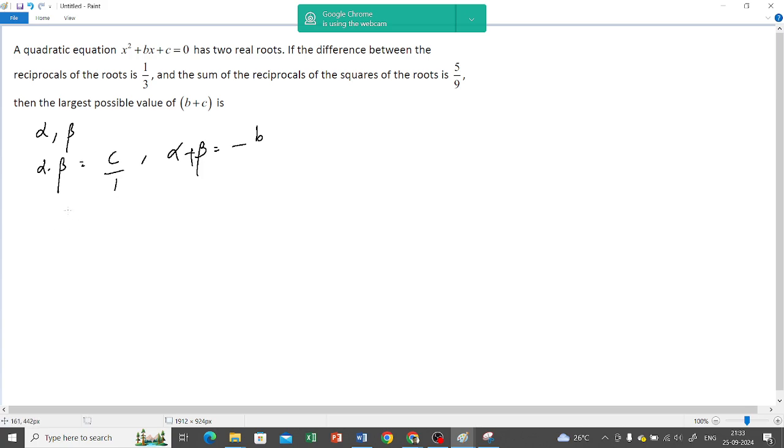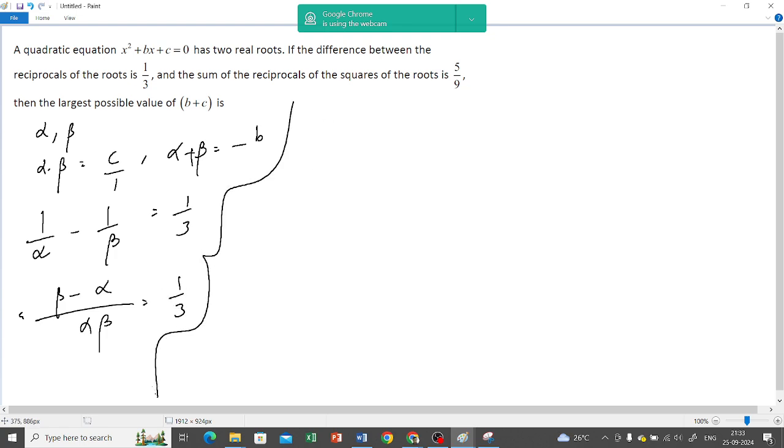Now the difference between the reciprocals of the roots, so 1 by alpha minus 1 by beta is 1 by 3, right? Or beta minus alpha divided by alpha into beta is 1 by 3. Or beta minus alpha is, what is alpha into beta? C, right? So this is c by 3.